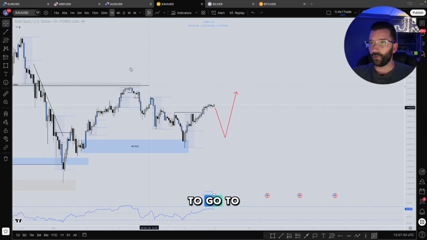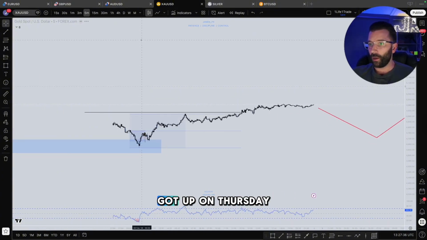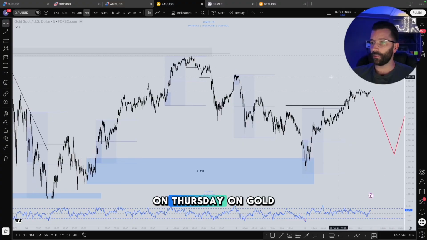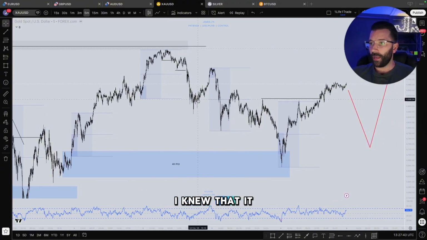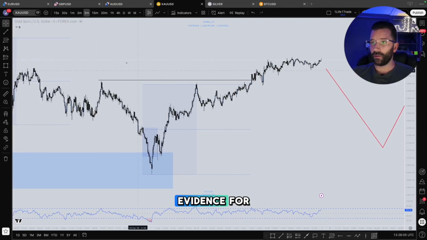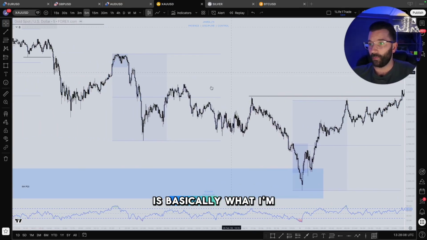I had here for it to go to. Let's jump on the 5 minute. When I got up on Thursday, and I think I did get a nice sell on Thursday on gold, I knew that it broke that low there. It hadn't gone up higher. I knew there was a target down here for it to come to. So I had a lot of reasons for this to go bullish. And because it's reacted off here, it's broke. That's enough evidence for me. Now I'm just looking for a pullback. I'm looking for some evidence for my setup trade, is basically what I'm looking for.